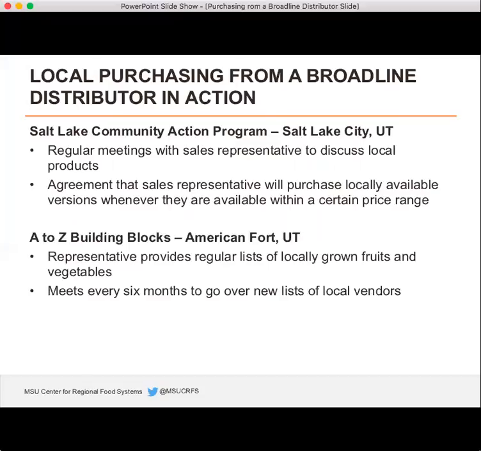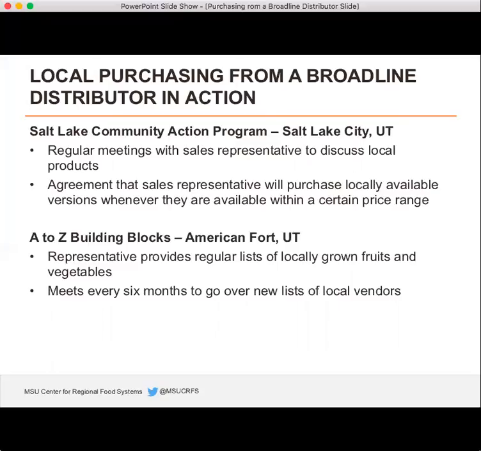A to Z Building Blocks also utilizes their broadline distributor to purchase local foods in addition to purchasing from a local farm stand. Their representative provides regular lists of the locally grown fruits and vegetables that they make available, and then they meet every 6 months to go over new lists of local vendors.